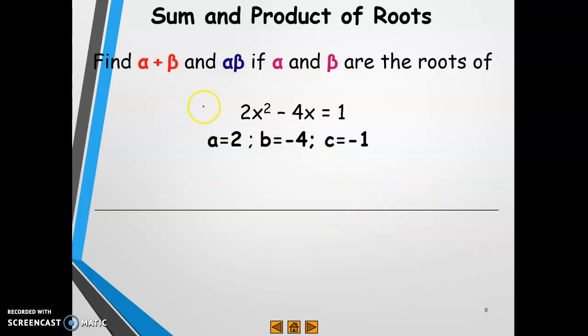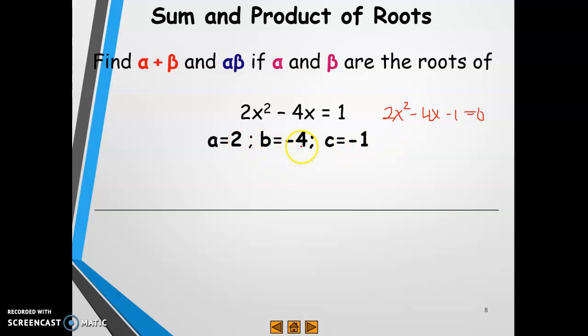We have: find the sum and product of the roots given the equation 2x squared minus 4x equal to 1. So again, set it in standard form first. Since it's not yet in standard form, we have to place it in standard form. So 2x squared minus 4x minus 1 equal to 0, right? So now you have the standard form. You may identify its A, B, and C and write it here. So A is 2, B is negative 4, C is negative 1, right?